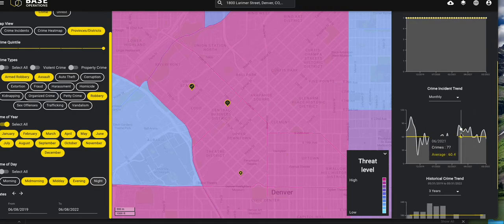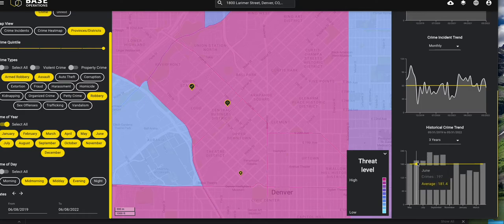We can see that crime volume here is still up as compared to its 3-year average, and we can see that June, July, August, September, and October show a little bit of an increased risk for these crimes during business hours.